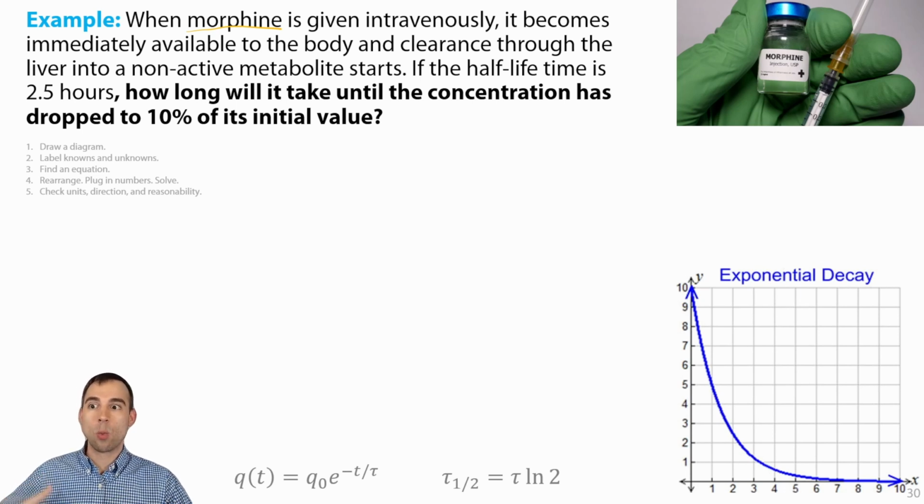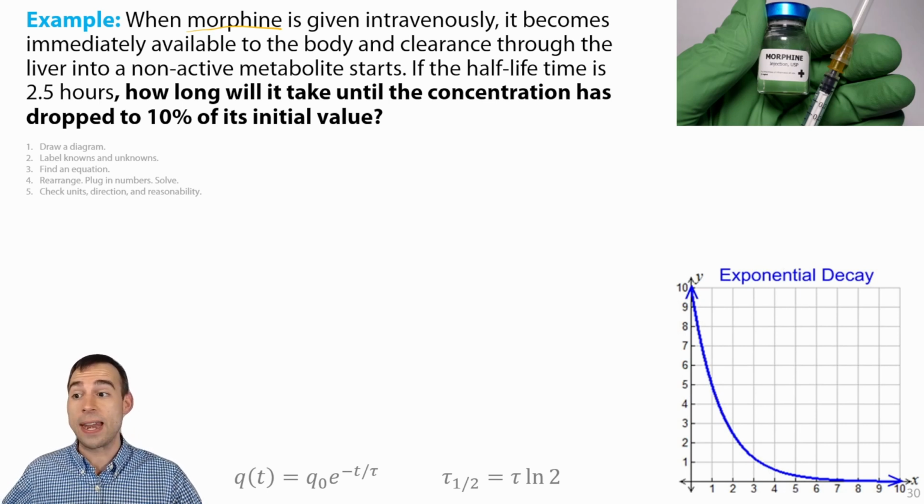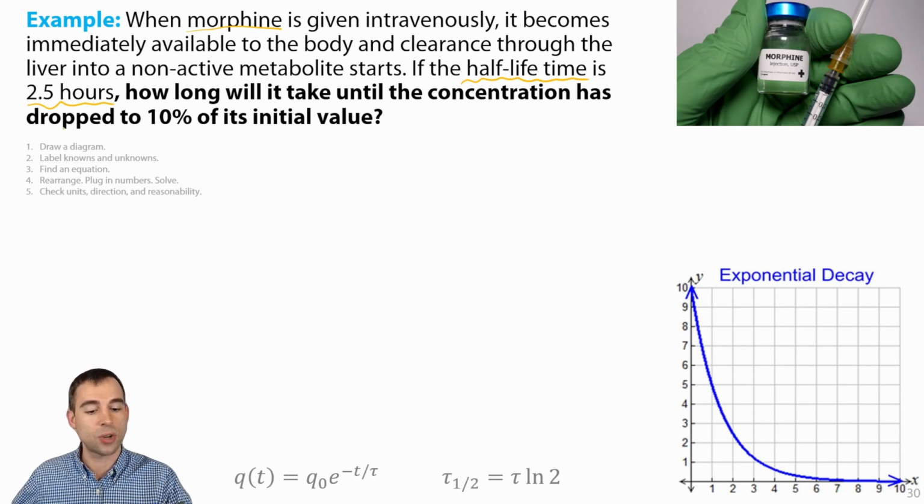And so we will filter that large quantity quickly at first, but then as there's less stuff over time, we expect the rate at which our body filters it to also decrease. So this is indicative of an exponential decay behavior. Another indicator of that is that you were given the half-life time, and half-life time applies to exponential decay functions. So the question is, how long will it take until the concentration has dropped to 10% of its initial value?